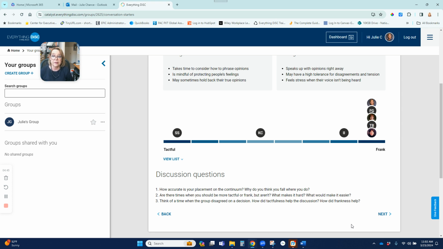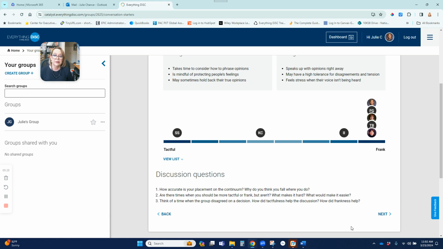There are also three discussion questions that are recommended. One is to talk about how accurate your placement is on the continuum, and to let each person talk about that. And then talk about times maybe when you should be more tactful or you should be more frank, but aren't. What makes it hard? And what would make it easier? What could teammates do to make it easier to move towards one end of the continuum or the other when that might be needed? And then think about a time when the team disagreed on a decision. How did tactfulness help? How did frankness help?